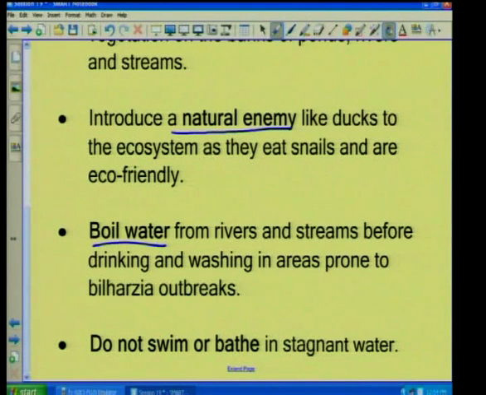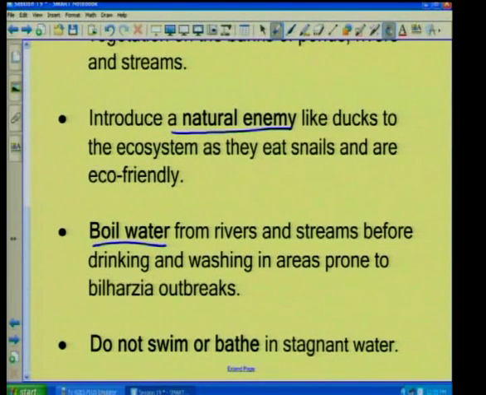Boil water. People, you never, ever, ever use water from a stream or a river that is not boiled. That water has not been cleaned. It's got all kinds of nonsense floating around in it. You must boil it, and you must boil it for at least 10 minutes, okay, before drinking or washing in any areas where bilharzia is breaking out. So you do not use any water to wash or drink unless you've boiled it. And do not swim or bathe in stagnant water. Remember, if you spit in the water and your spit doesn't move, then you don't swim there.